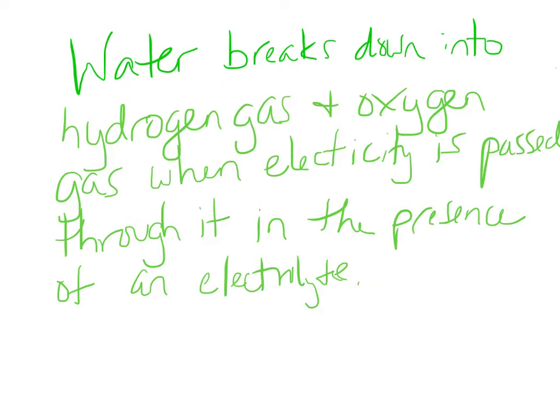Okay, if we have a description of a chemical reaction that is this: water breaks down into hydrogen gas and oxygen gas when electricity is passed through it in the presence of an electrolyte. That's a complete description, but for most purposes we summarize by writing a chemical equation.